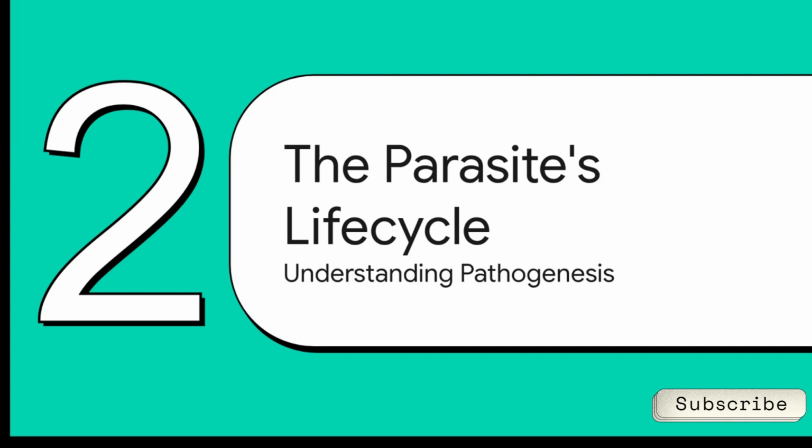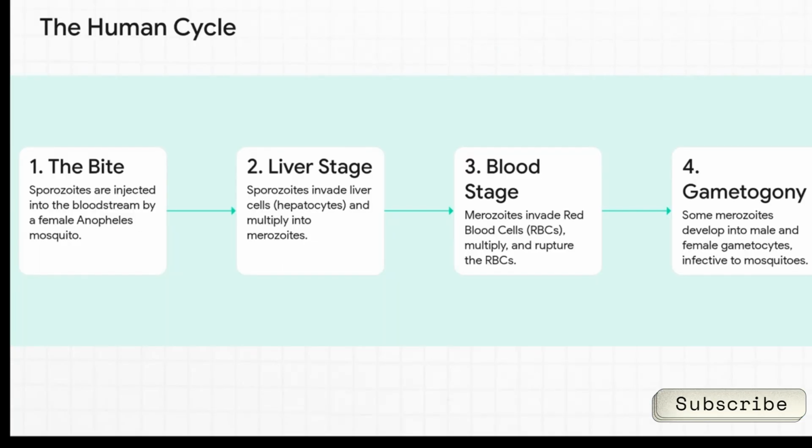Okay, next up, the parasite's life cycle. Now, if you can wrap your head around this journey, I promise you, everything else, the symptoms, the complications, even the treatment, it's all going to make perfect sense. So it all starts with a bite, right? The mosquito injects these things called sporozoites. Think of them as little torpedoes heading straight for the liver.